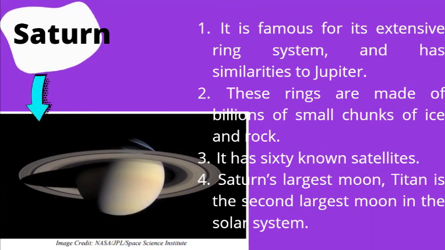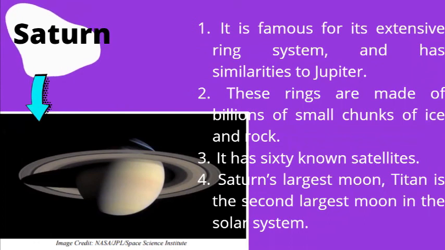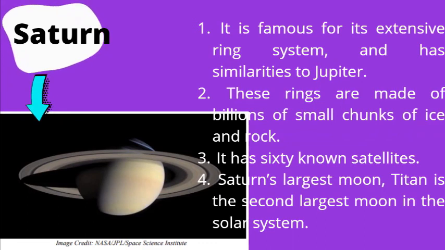Saturn has the most spectacular rings in the solar system. These rings are made of billions of small chunks of ice and rock. Each of these pieces is like a tiny moonlet that orbits Saturn just as the big moons do. Even though these white rings stretch out far beyond Saturn's cloud tops, they are probably less than 30 meters thick. Saturn has 60 known satellites. Saturn's largest moon, Titan, is the second largest moon in the solar system.